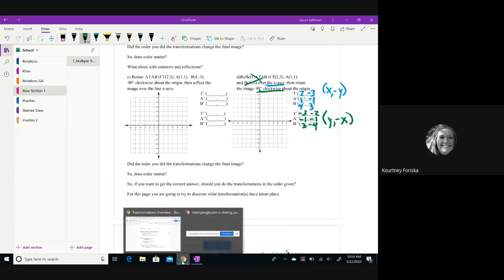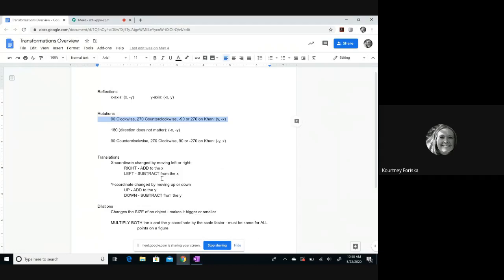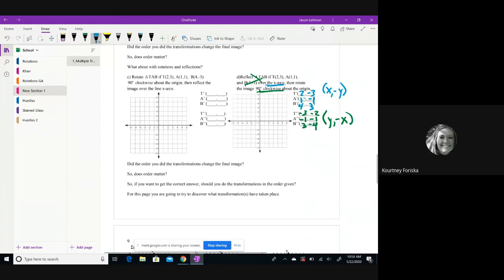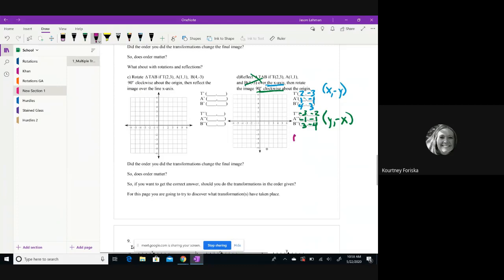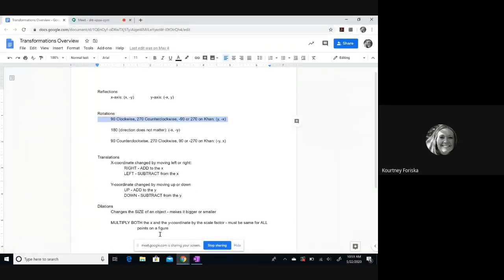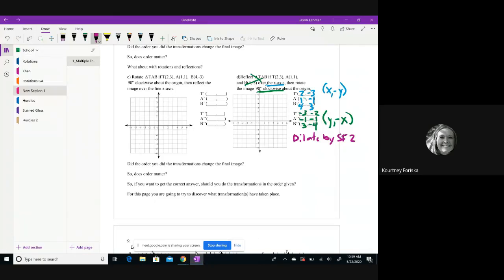So we've done pretty much every one except for these dilations. So if I take a look, let's say I add a step to this one and I say, hey, let's dilate by a scale factor of 2. Remember, for dilations, we multiply both the x and the y coordinate by the scale factor. So scale factor 2, we would multiply. Since this is our third change, this would be T triple prime.